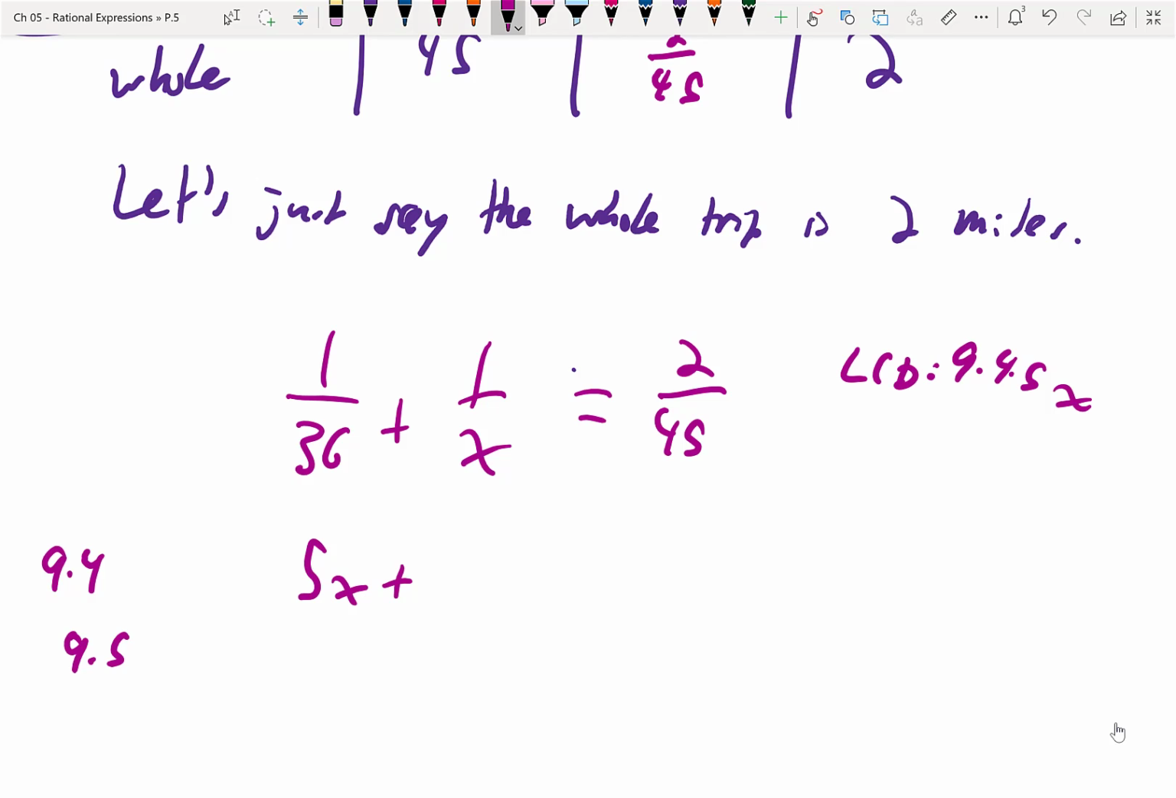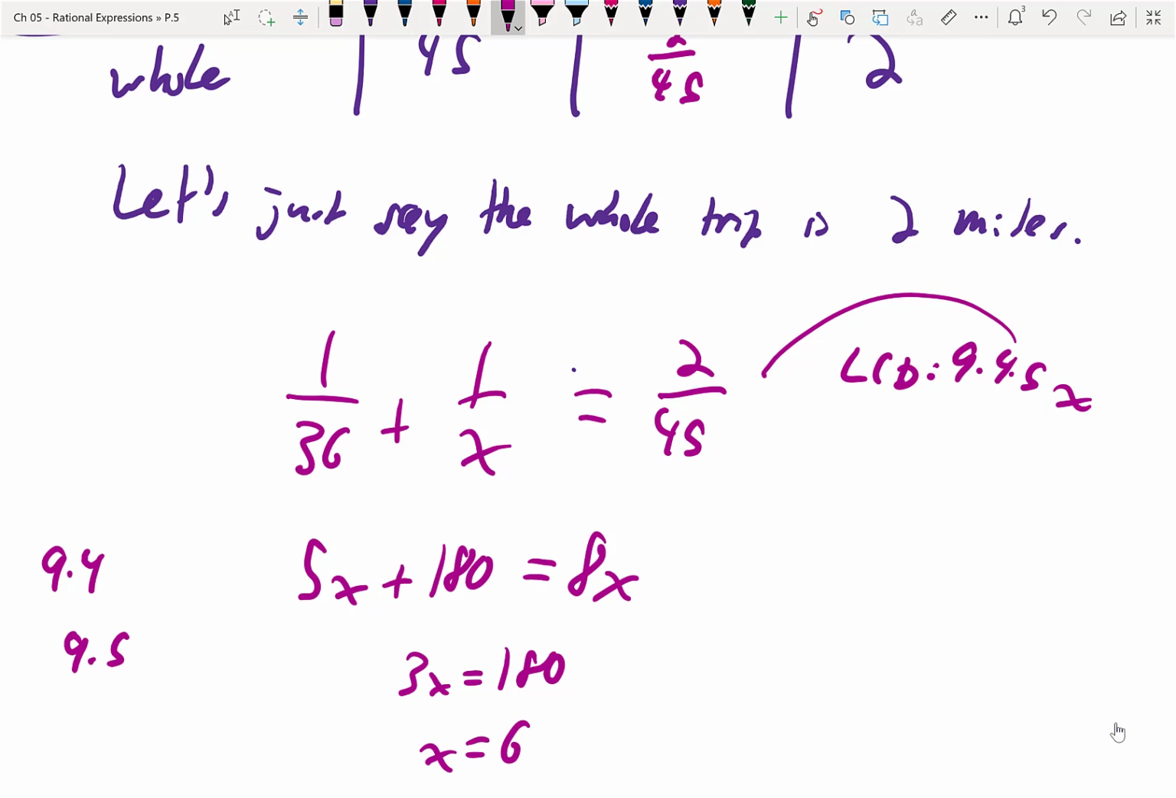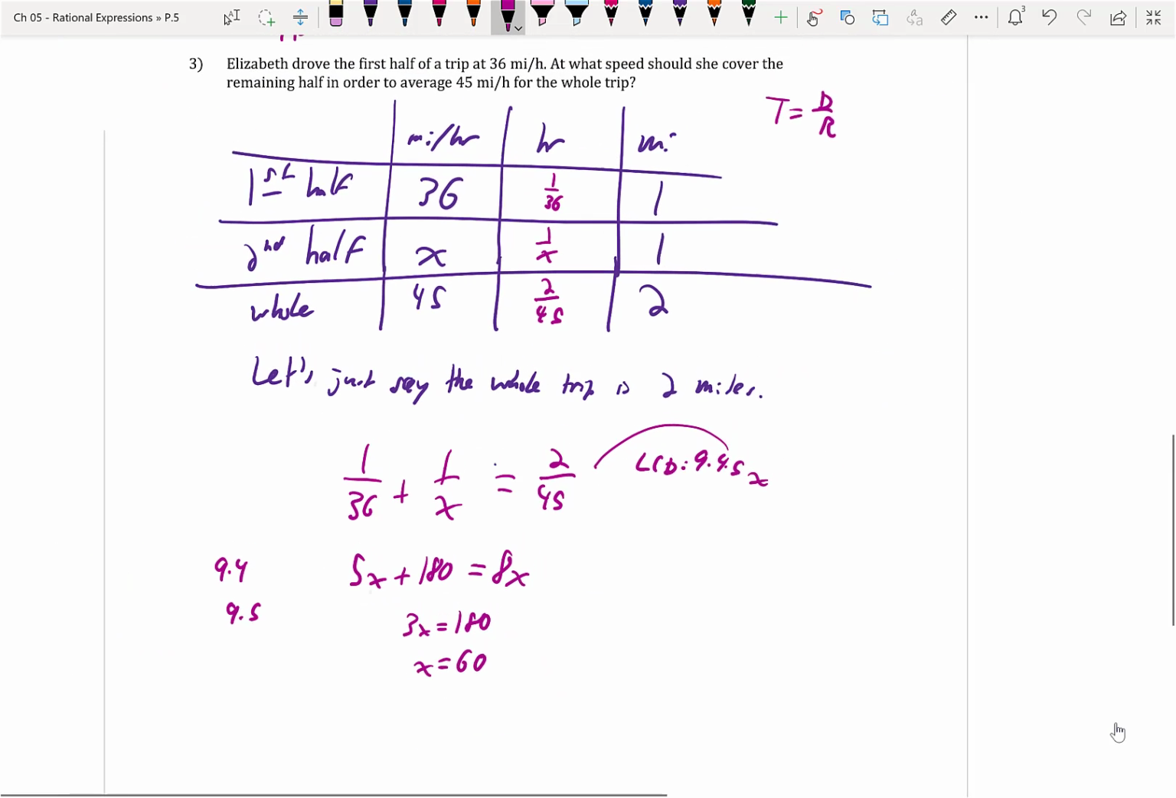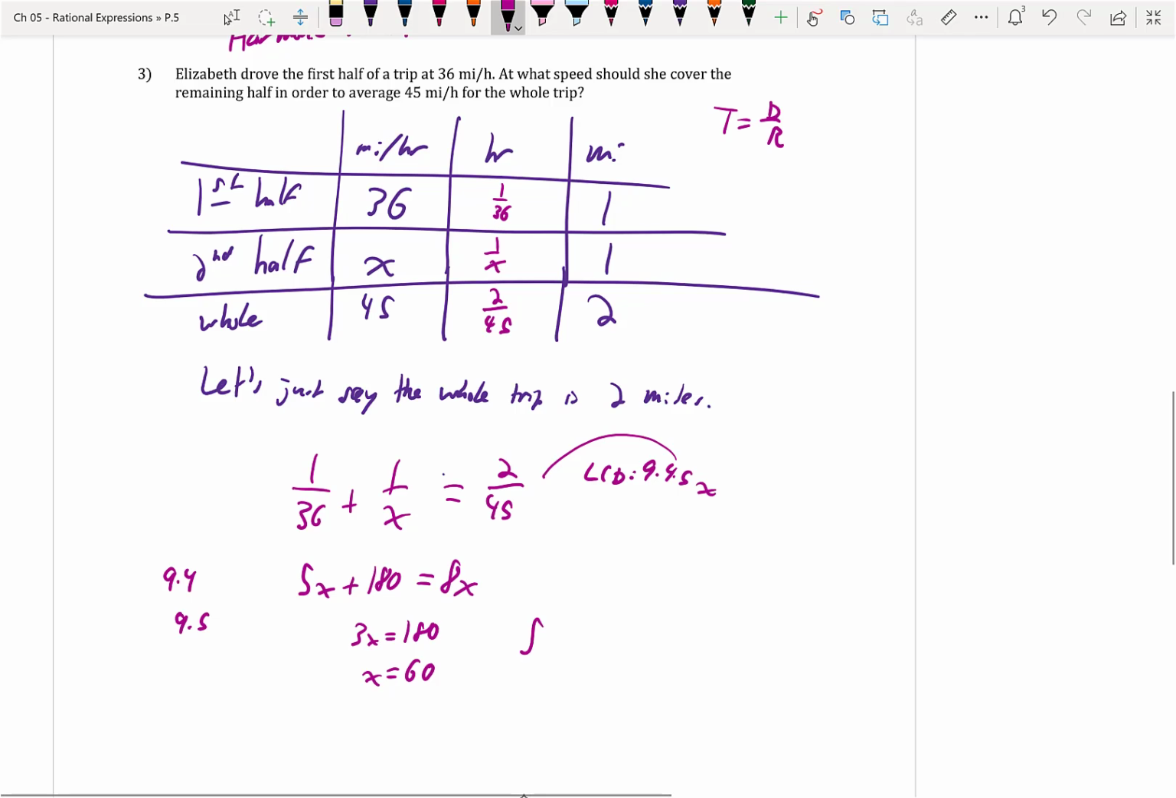plus, now I have to do 9 times 4 times 5. Actually, 4 times 5 is 20. 20 times 9 is 180 equals, and then this would be 9 times 5, 8x. x equals 180, x is equal to 60. So she should go 60 miles per hour.